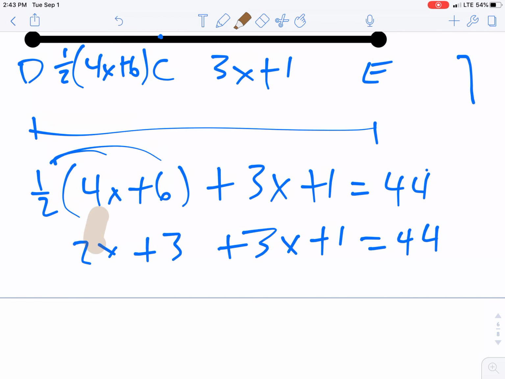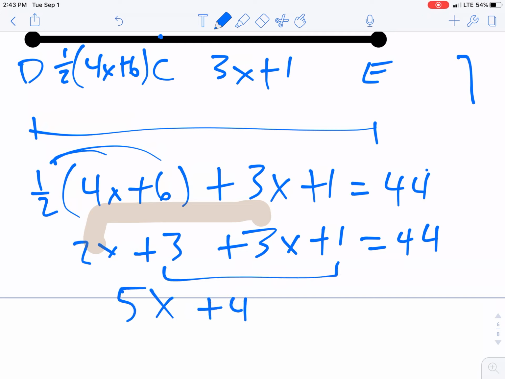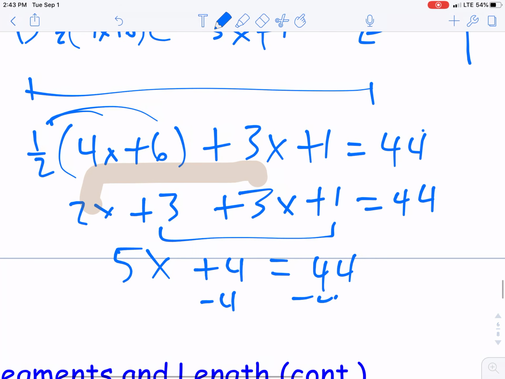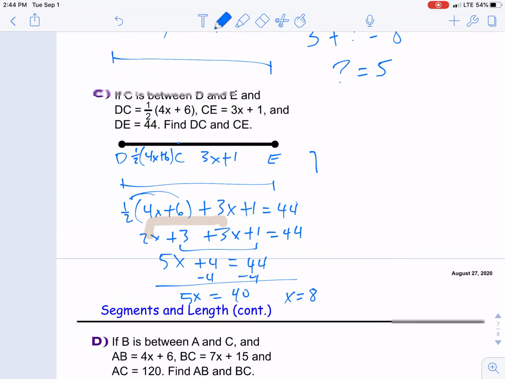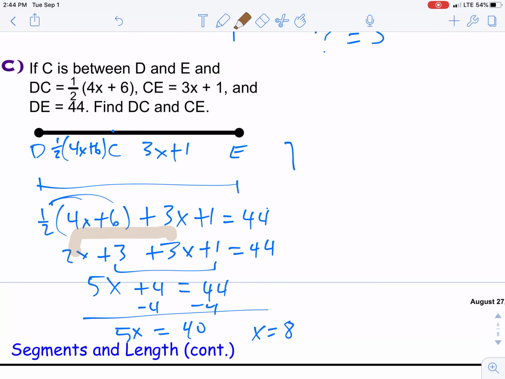And then again, we got like terms on the same side, so 2x and 3x is 5x. 3 and 1 makes 4, equal 44. Subtract 4. 5x equals 40. Divide by 5, x equals 8. All right? This one is different. Okay? If you stopped here, great. But now you have to go back through and see what it says to do. It says find the length of DC and C to E.